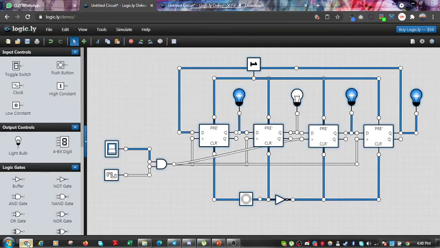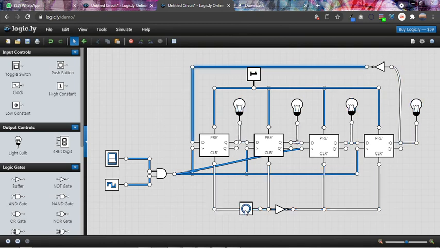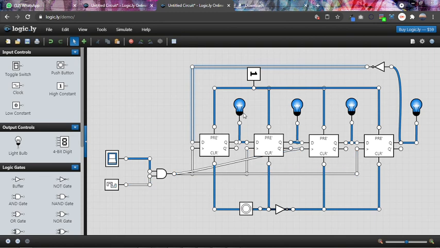Let us now look into the circuit. This is the circuit of Johnson counter. During the first clock pulse, we get output in the first flip-flop. During the second clock pulse, we get both the outputs. During the third, we get the third flip-flop, and during the fourth clock pulse, we get all the outputs. Likewise, this gets simulated.